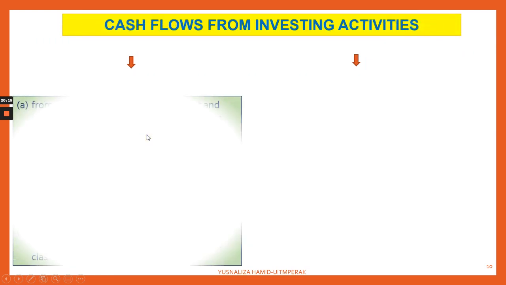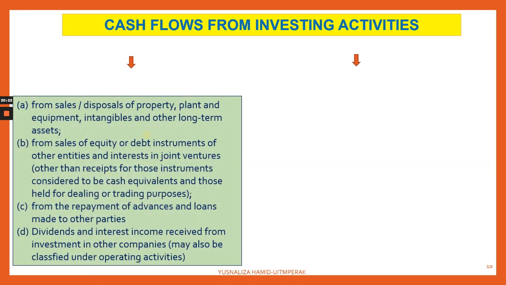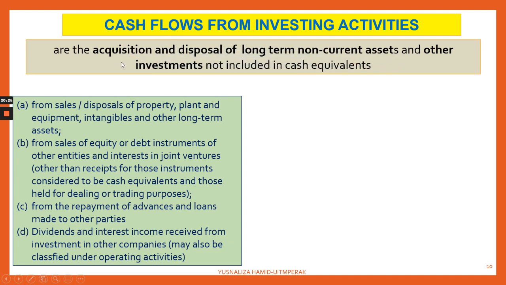Next, we'll be looking at cash flow from investing activities. Cash flow from investing activities are from the acquisition and disposal of long-term non-current assets. When we talk about long-term non-current assets, that can be either non-current tangible or non-current intangible assets, and also investments. Investments here are long-term investments, which are not included in cash and cash equivalents. Under cash and cash equivalents, an investment will be included if the period is less than 90 days or 3 months.